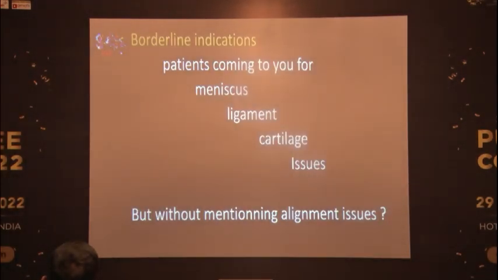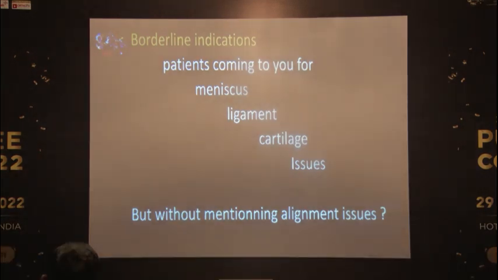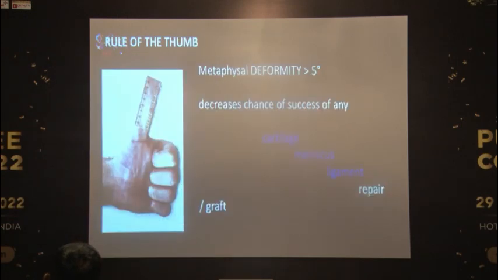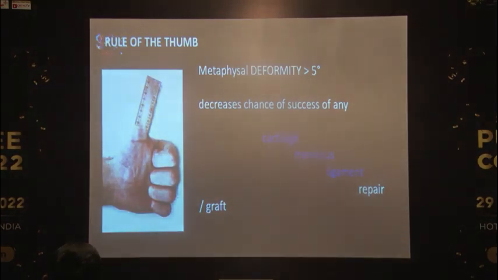Then come the borderline indications. And for me, it's very easy. I'm a sports surgeon, so patients come to me for meniscus, ligament, cartilage, or other issues, and they don't realize that they have an alignment problem. And the question is, what is the good indication in this kind of guy? And I would say that it's pretty easy. If there is a metaphyseal deformity of more than 5 degrees, let's say, for me it's 5 degrees, it can be maybe 3 or 4 for Chris or somebody else, but let's say more than 5 degrees.